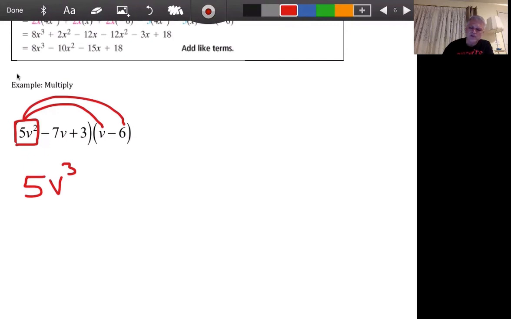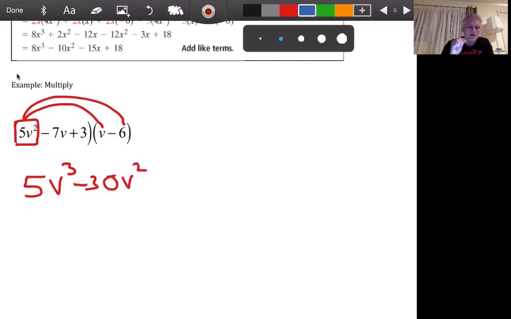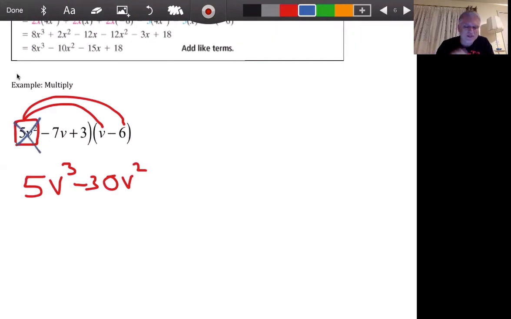5v squared times minus 6. Well, 5 times minus 6 is minus 30. Got to bring the v squared along. Okay, now, once you've done that with your 5v squared, you're done with the 5v squared. Okay, he's gone. You are not going to multiply him anymore. Now you're going to multiply the second term, minus 7v.